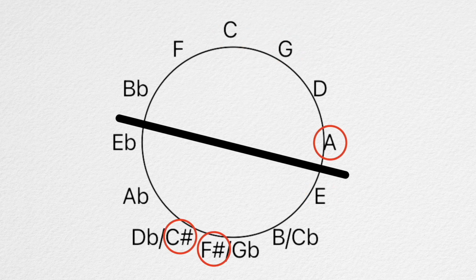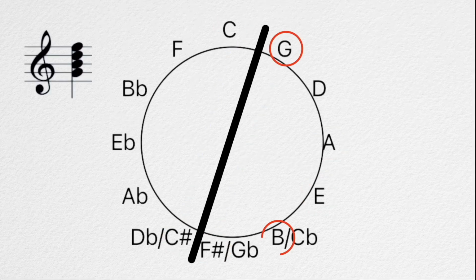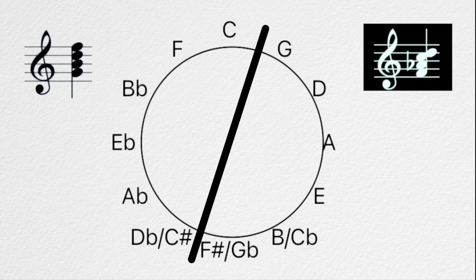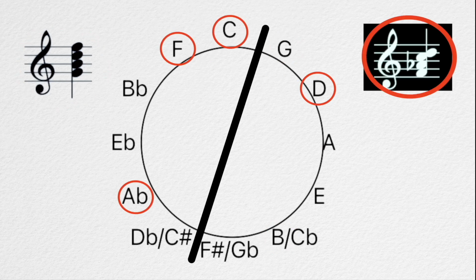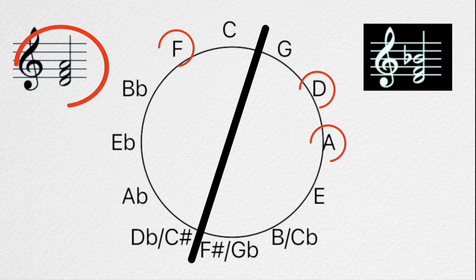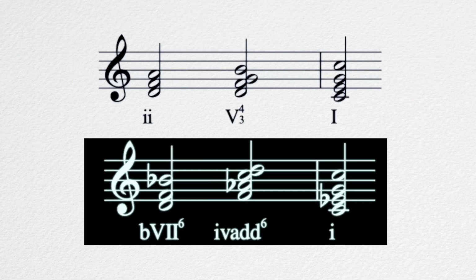Then circle all of the notes of the chord you are trying to find the negative equivalent of and flip them over this axis. So for G7, G, B, D, F, the G becomes C, the B becomes A flat, the D becomes F, and the F becomes D. A 2 chord, D minor, would look like this. And this is what a full 2-5-1 and its negative equivalent would sound like.